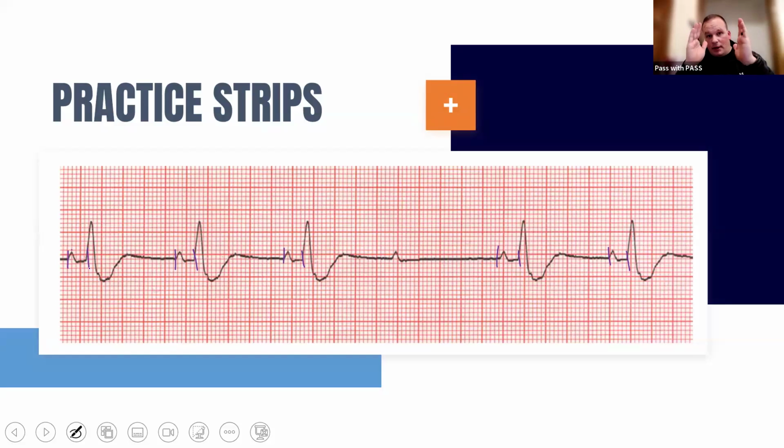Is it 0.12 seconds to 0.24 seconds to 0.16 seconds to 0.04 seconds? No, it's not, right? It's not all over the place. I would say these PR intervals are very consistent with one another. So what type of block does this have to be? It's not a second degree type 1 because it's not getting longer and longer and longer. It's not a third degree because my PR intervals aren't all over the place. So it is a second degree type 2 heart block.